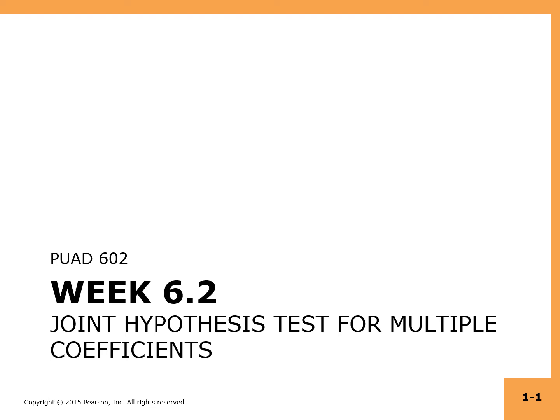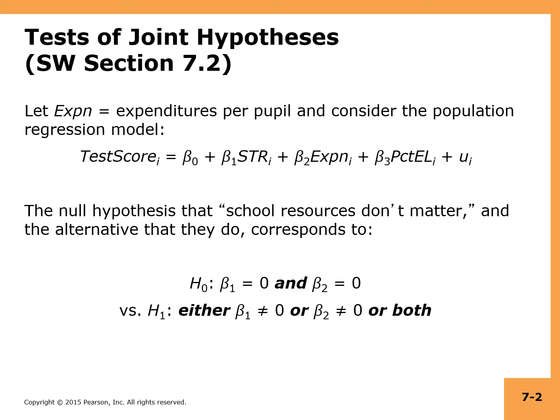This is the second lecture of week 6, and we'll cover joint hypothesis testing for multiple coefficients. Let's say there's a new variable called EXPN, which stands for expenditures per student. And let's say we're interested in this population regression model where we have test score as the dependent variable and student-to-teacher ratio, EXPN, and percent English learner as independent variables.